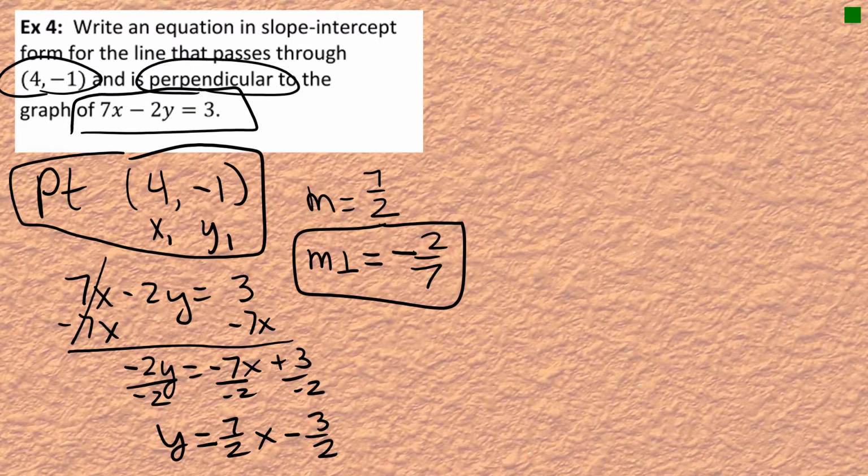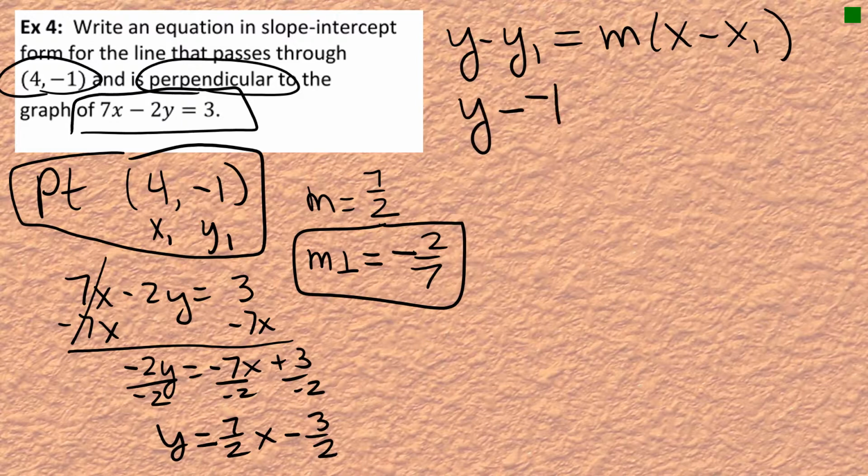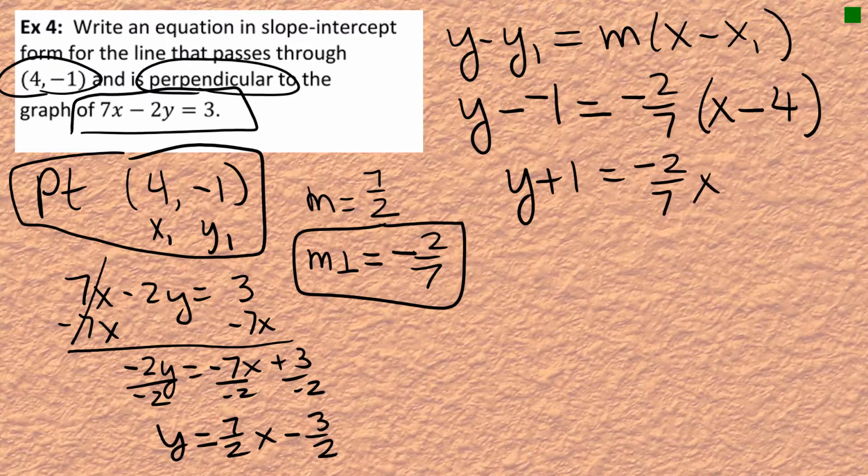If I have a point and a slope, I have to use point-slope form, which is this one: y minus y1 equals m times (x minus x1). So I start substituting. I have y minus, my y1 is negative 1, then my m is negative 2/7, and then I have x minus 4. Now be careful with that minus minus, it's really just y plus 1 equals negative 2/7 x. Now don't be afraid, a negative times a negative is positive. Then I have 2 times 4 is 8 over 7.